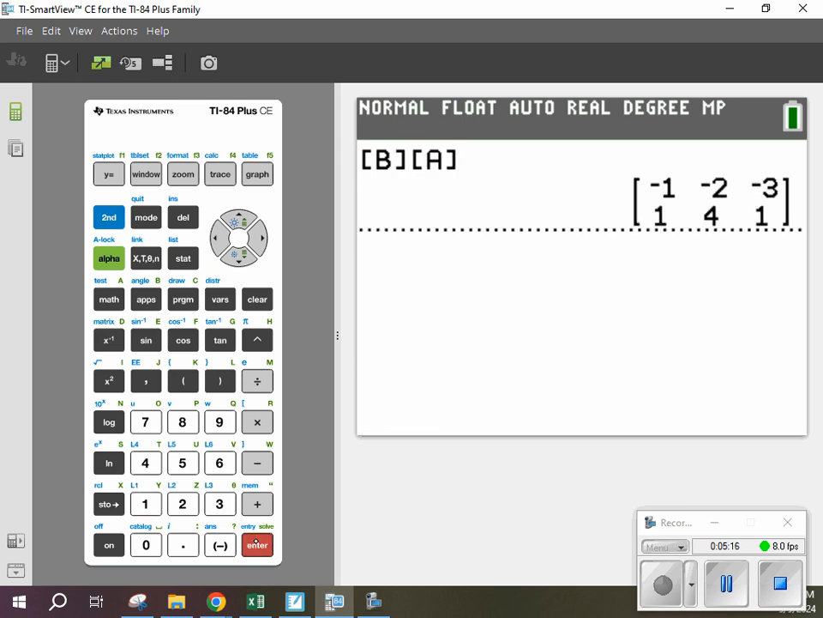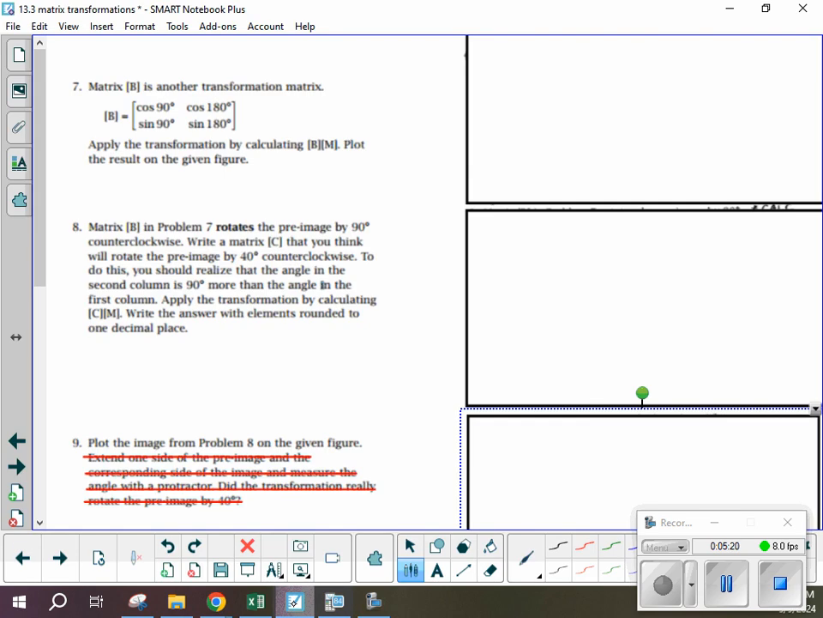Should look like that. Okay, so let's write down that product, and then we're going to plot that and see if we can decipher, based on the graph and keeping in mind what B looked like, what kind of transformation we're working with. Okay, so go ahead and plot those points. I have mine already plotted. I'm going to uncover that in a second.